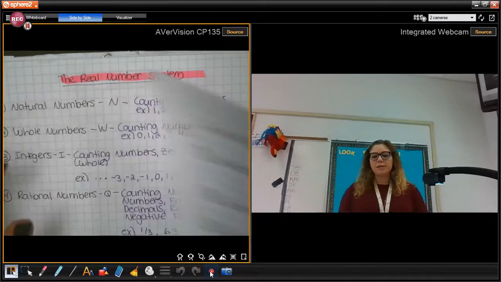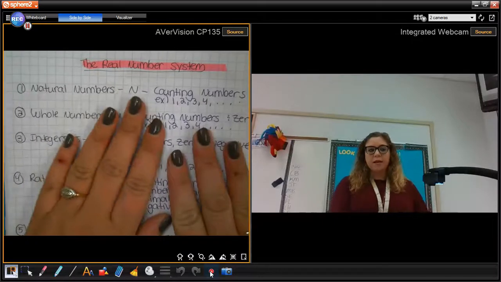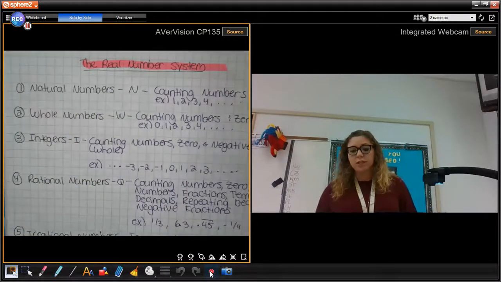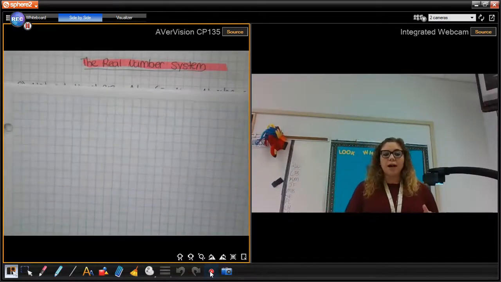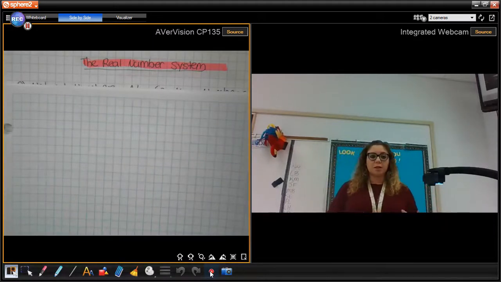Okay, so today it's not that much notes, but I do want you to copy this down because you are going to need to know this for the EOG. So if I'm going too fast as I go through it, you might want to pause the video so you can make sure you have all the definitions copied down.